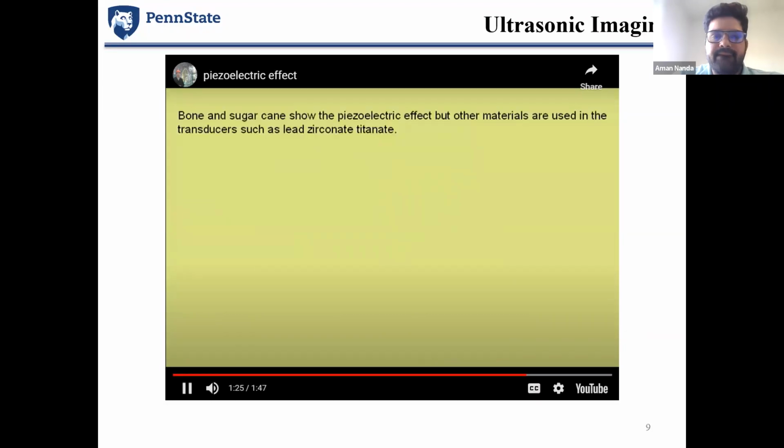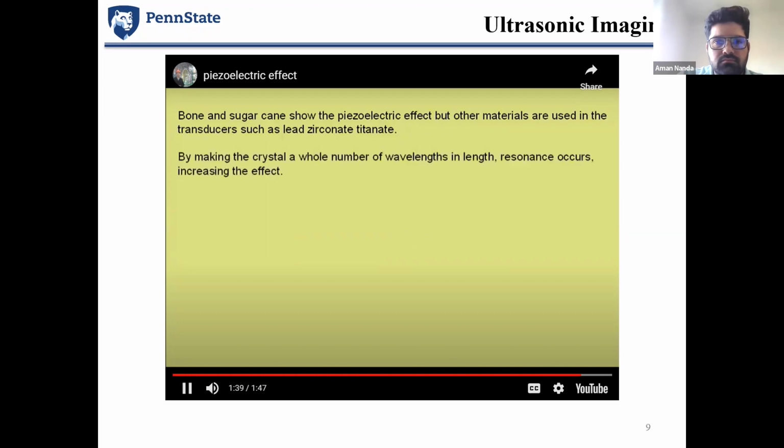Bone, sugarcane and many other materials show the piezoelectric effect, but other man-made crystals such as lead zirconate titanate are used in the ultrasound transducers. By making the crystal a whole number of wavelengths in length, resonance occurs and this increases the effect.